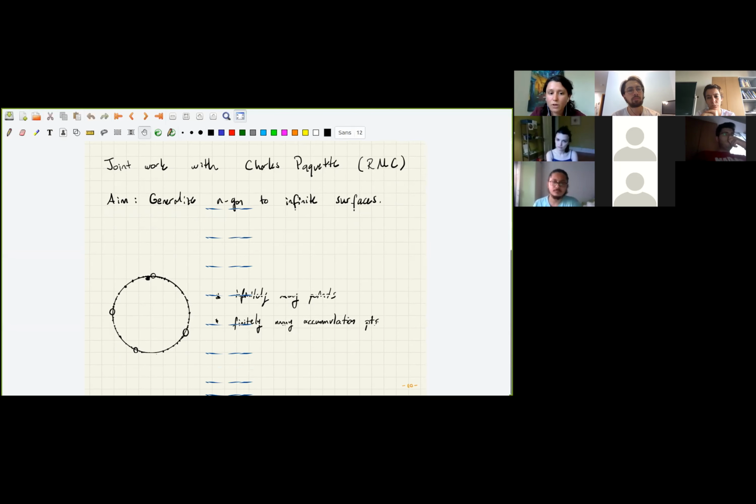So we want infinitely many points to accumulate to some accumulation points on both sides. So if we have such a configuration, this is what we want. We want infinitely many points, but we want them to accumulate in a fashionable way. So on.